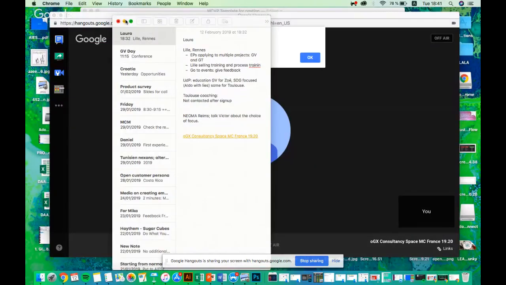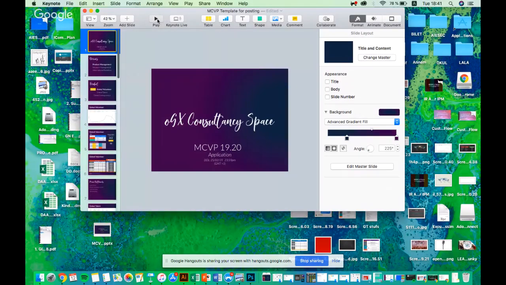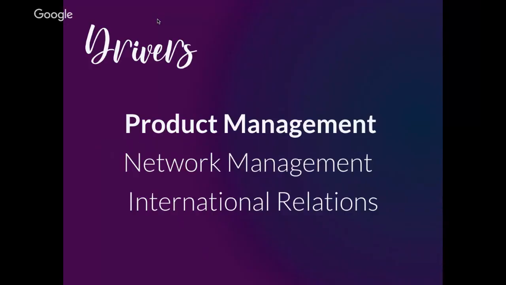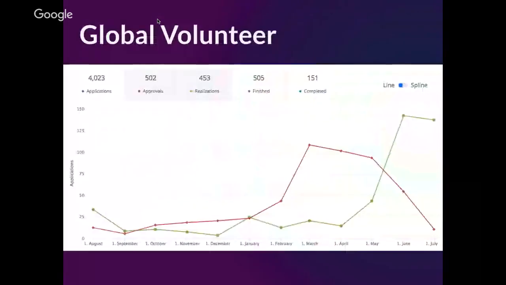Okay, cool. So one more time, welcome to the consultancy space. I'm going to be talking about three drivers specifically, the ones that I'm working on in this term. First is product management, then network management and international relations. So first, product. I'm going to start with the focus, which is Global Volunteer.